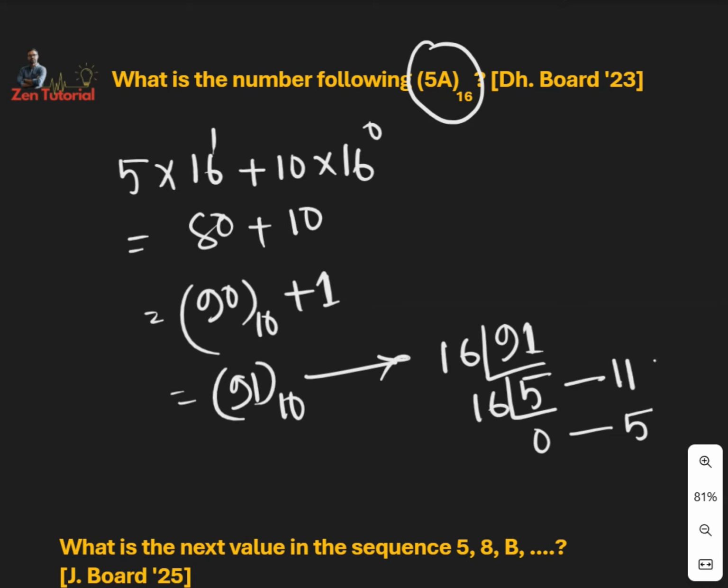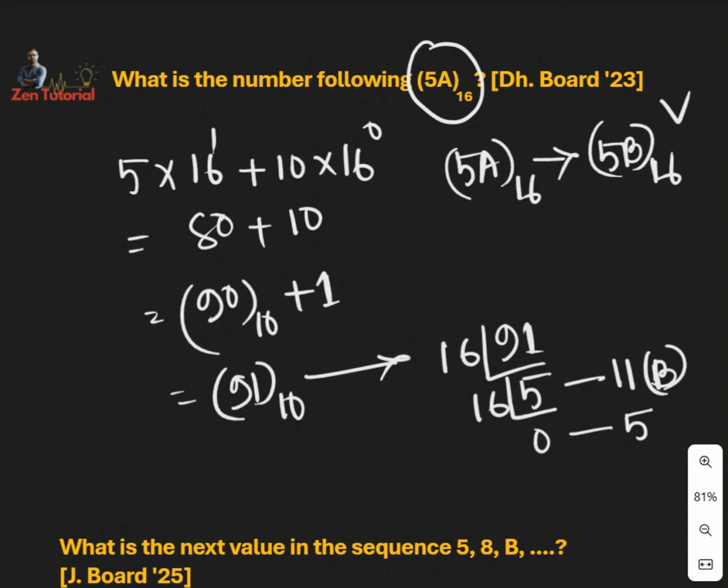B refers to 11. So 11 represents B and 5. So after 5a of base 16, the next following number will be 5b. So this is the answer.